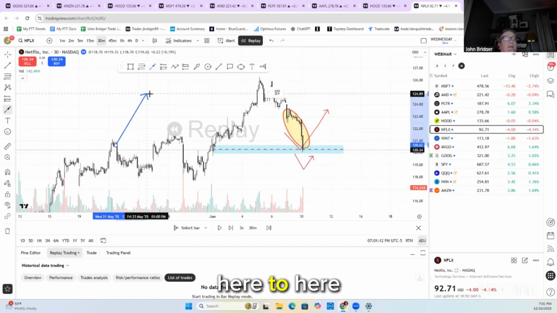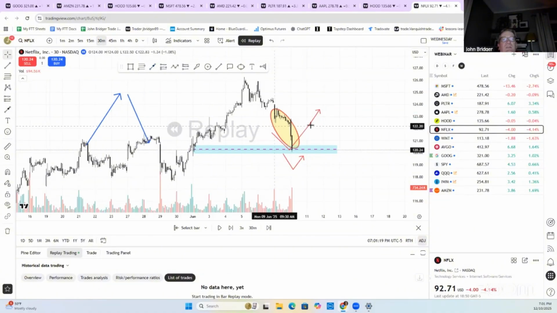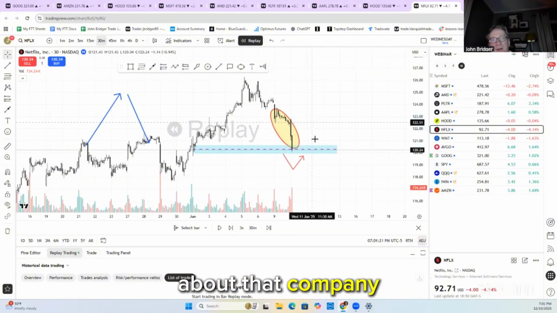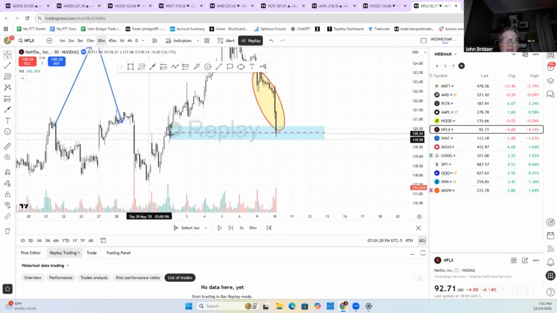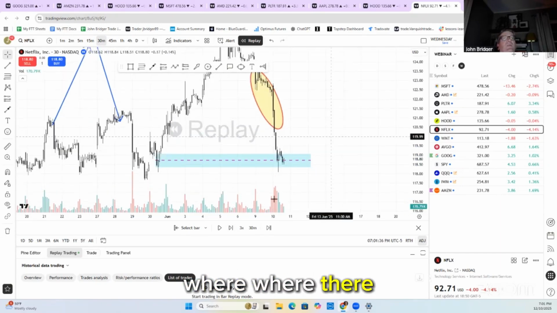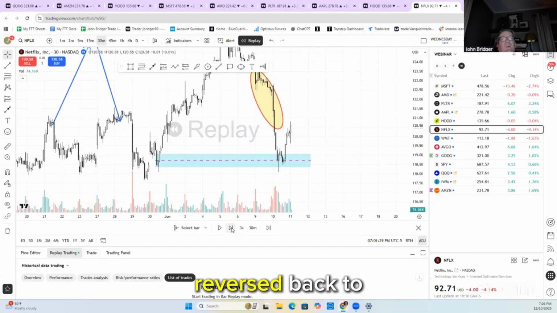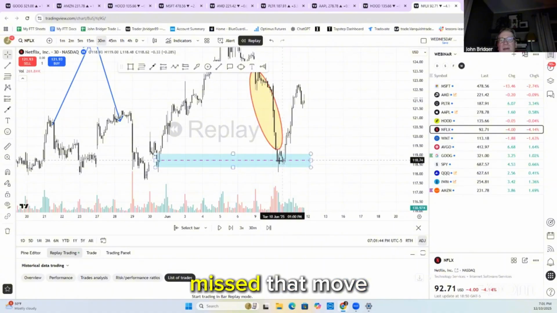Price goes from here to here, then from here to here. This is the natural ebb and flow of a stock. Assuming nothing's changed about that company, no major news driving it, I'm probably looking at a pivot, which we'll see. Okay, it happened down here, but you kind of get my point, right? There was a move and then it reversed back to the upside. And if all I was looking at was this, I would have missed that move.